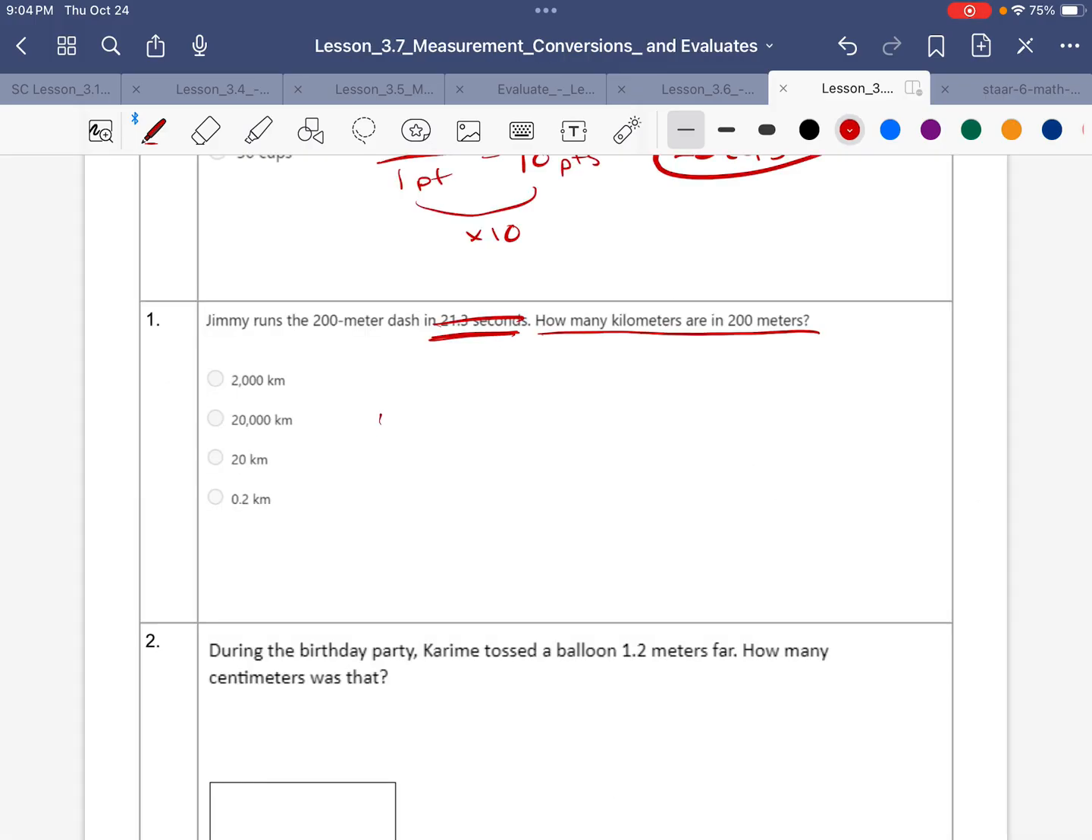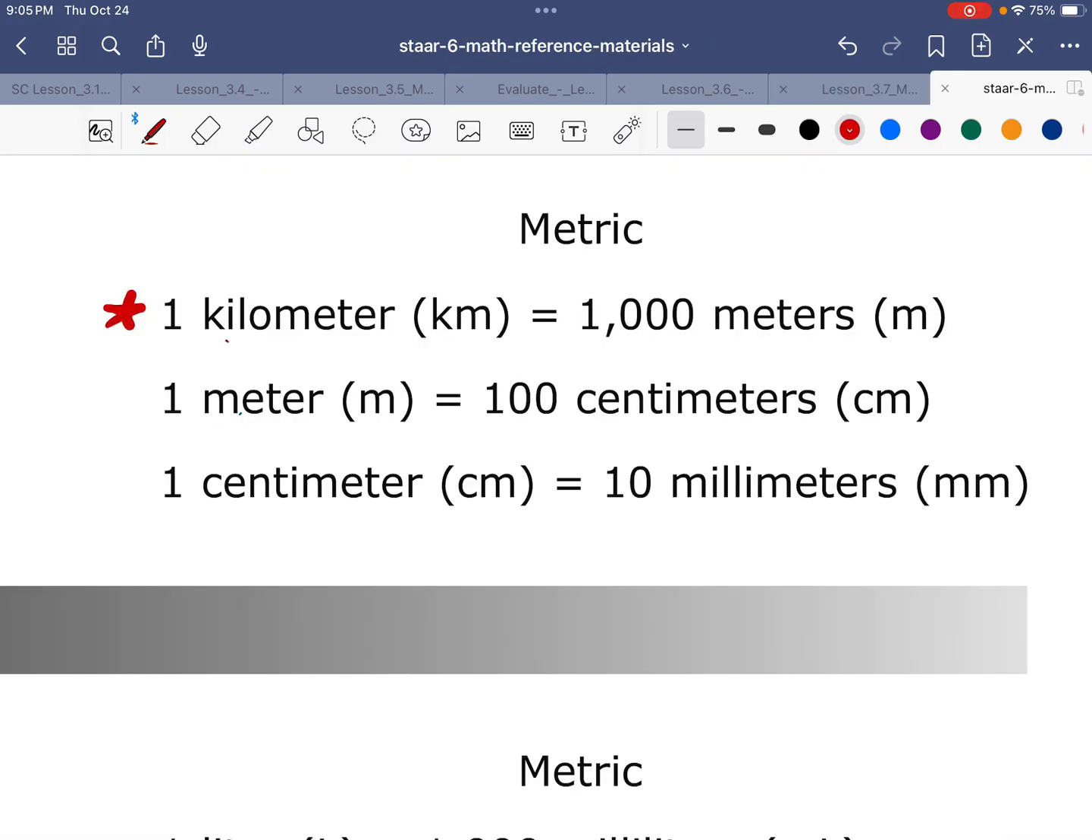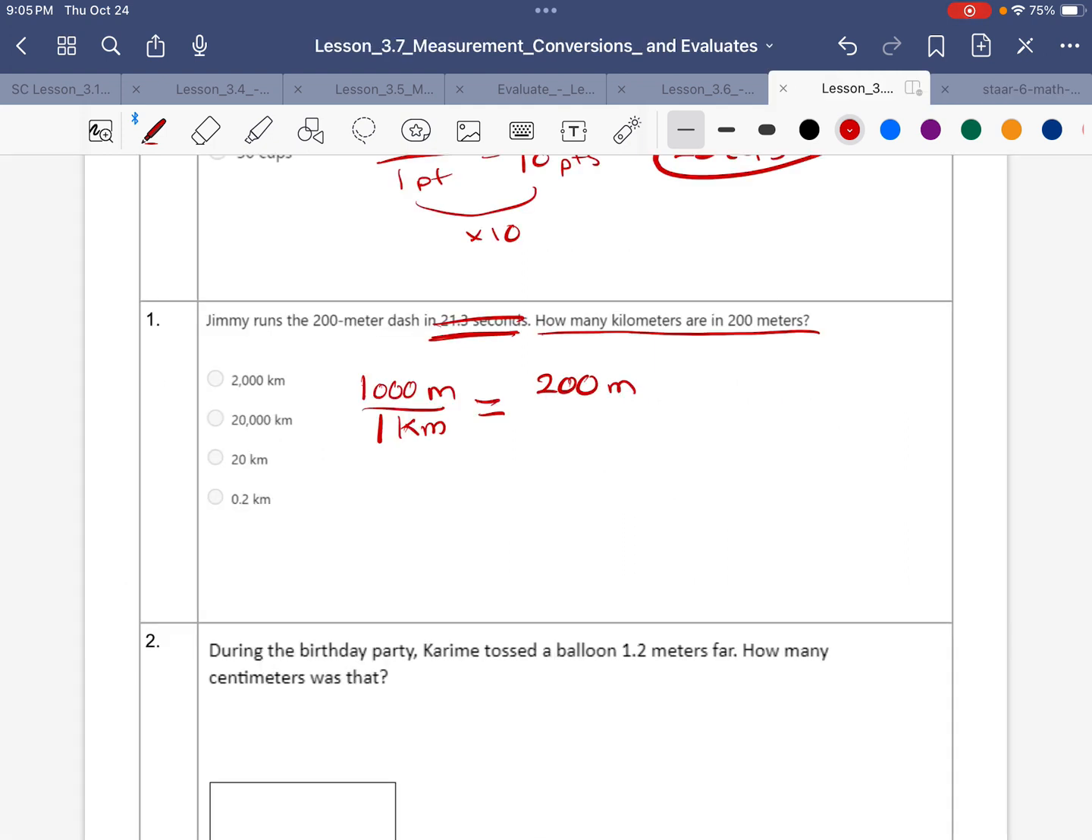So 1 km is 1,000 meters. And we know we have 200 meters. I think that's backwards. No, 1 kilometer is 1,000 meters. That's right. 1 kilometer is 1,000 meters. So we have to figure out how many kilometers.